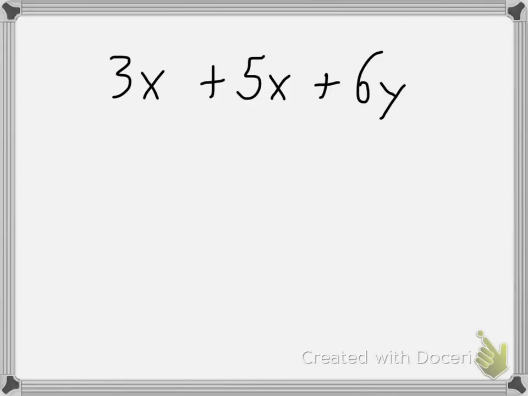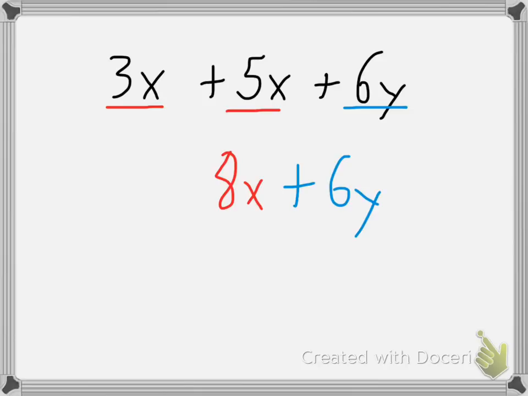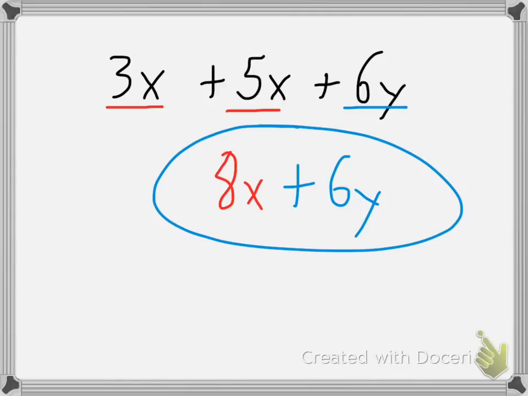So now looking at this example, I have 3x plus 5x plus 6y. Now we're looking at actual variables here instead of gnomes and sloths. I can only combine my terms that are alike. In this case, I have my x's that are the same, and then I have my y's. So I can only combine my 3x and my 5x, which equals 8x, and I can't combine my y's with anything. So I'm just going to end up with 6y. And that's everything I can do. I'm going to end up with 8x plus 6y.